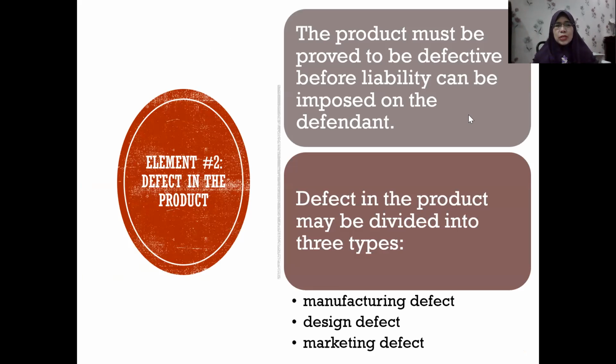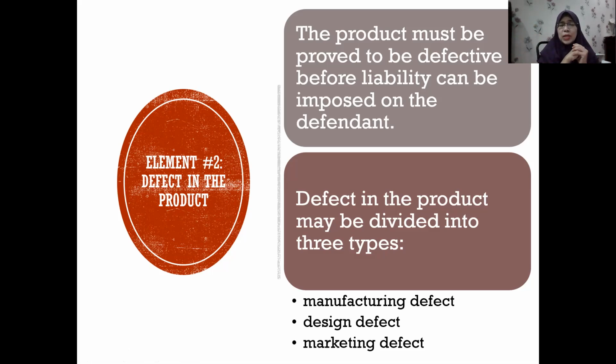Okay, the first element was the injury, the damage. So the second element is defects in the product. Now the highlight is on the defect. What's the meaning of the word defect here? The product must be proved to be defective before liability can be imposed on the defendant. After all, this is strict liability. As far as the defect is concerned, we can further divide it into three types, three categories. It's either a manufacturing defect, a design defect, or a marketing defect.